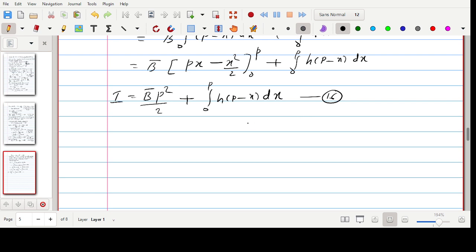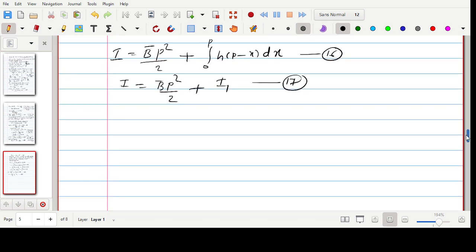Now see this equation, this is a constant value. With that we are adding h, which is very small compared to b bar and represents the variation from b. So this integral you can calculate using the area under the curve. This second integral I equals b bar p square by 2 plus, I am taking it as I1, where I1 equals integral 0 to p h into p minus x dx.